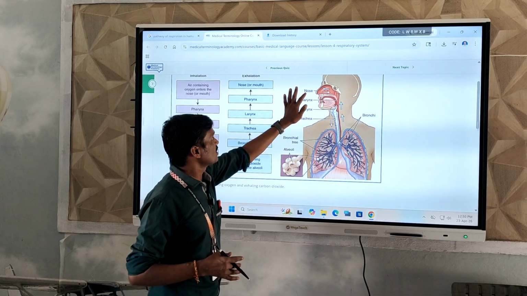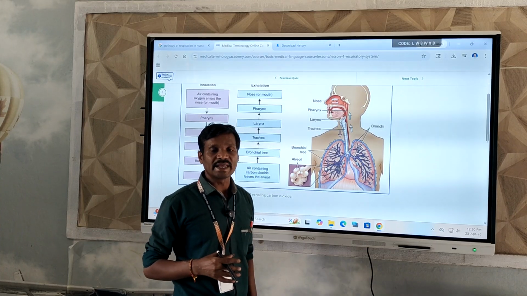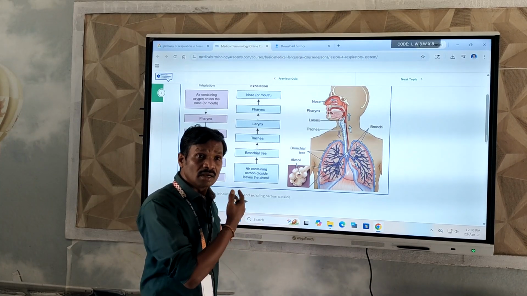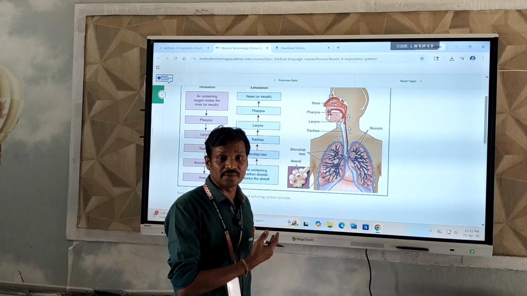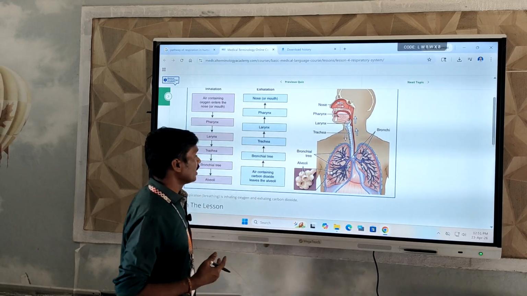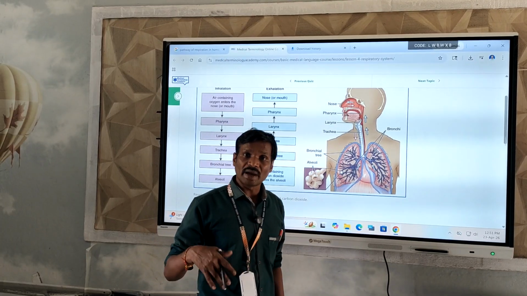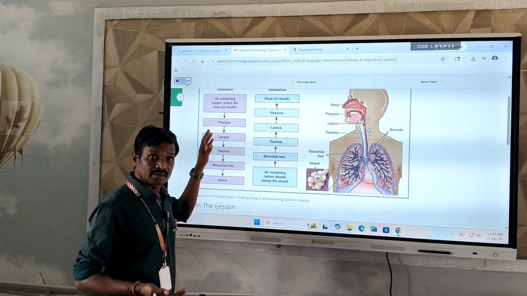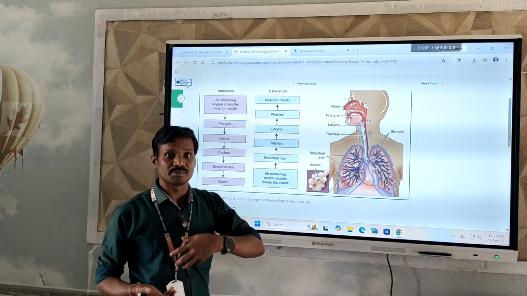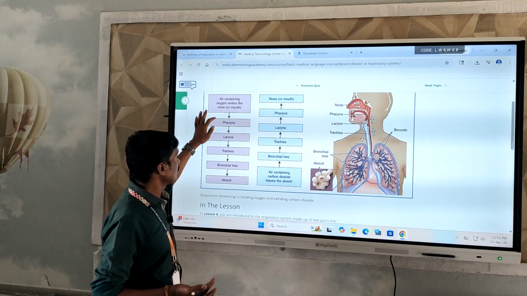Inside the nostrils, mucus secretion takes place and hairy follicles are present. These hairy follicles oppose the dirt particles from the outer environment. After the nostrils we have the nasal cavity, which also involves mucus secretion, and this mucus also opposes the entry of pathogenic organisms.